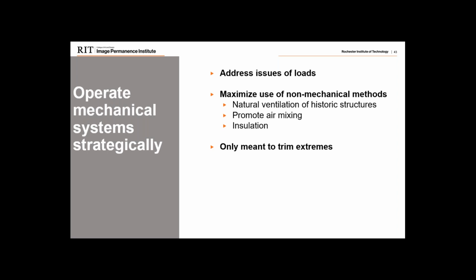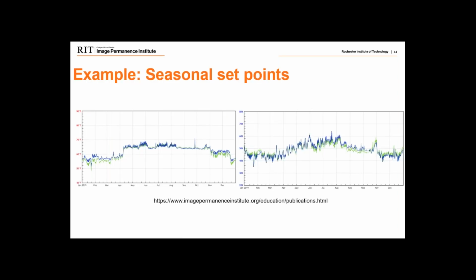And again, with insulation and vapor barriers, we can maintain those parameters in more efficient ways because we're not losing those conditions to surrounding spaces or to the outside. And also, you want to keep in mind the mechanical systems aren't meant to provide conditions that are totally at odds with what might be in your local climate. The intention is for them to trim extremes. So one example we wanted to give of how to operate mechanical systems strategically is the seasonal set points.